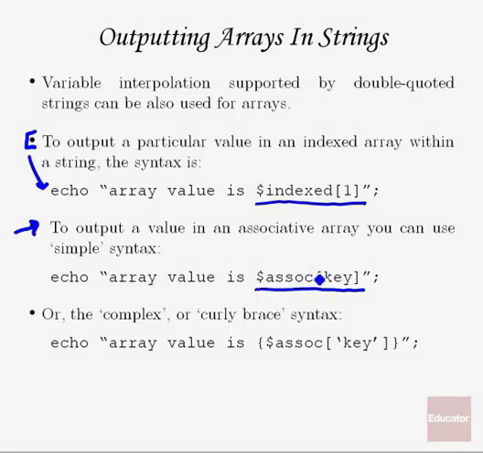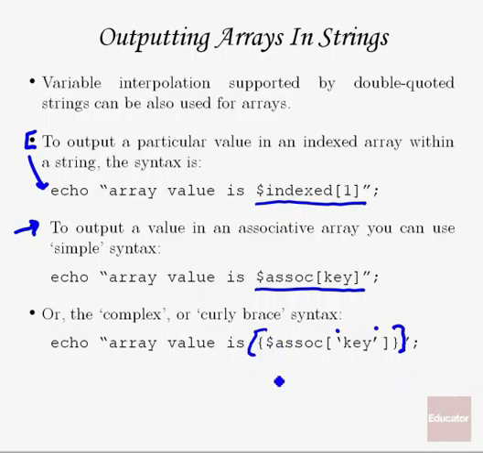This is known as a simple syntax. There's also a complex or curly brace syntax, which is used for outputting more complex things within strings. As we go through the course, we'll find different things, for example, like object values and function output. But if you want to use the quotes and you feel more comfortable that way, you can enclose everything in curly braces and add the quotes.